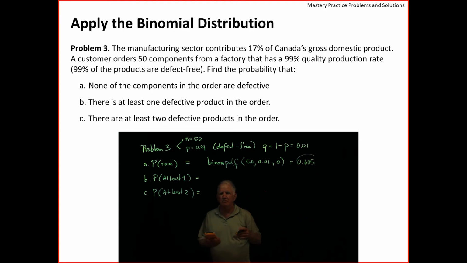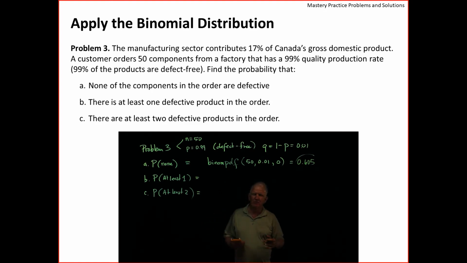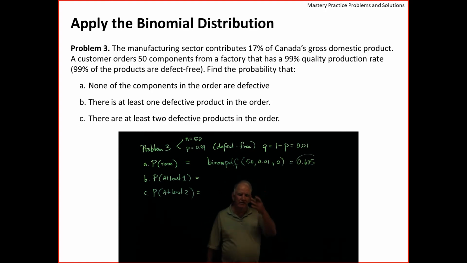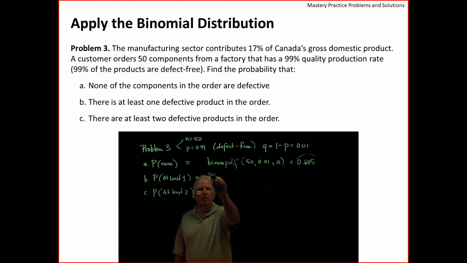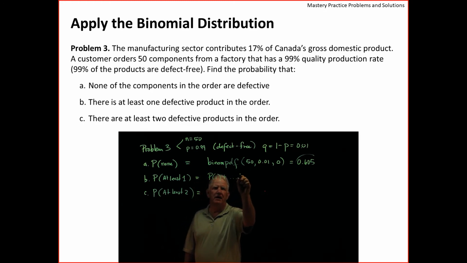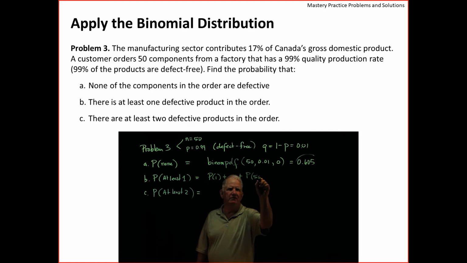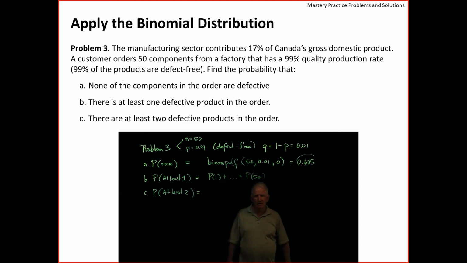Second question is, I check 50 of these, what's the probability that I get at least 1 defect? So let's think about that. What's at least 1 mean? Well, if I check 50 and I find 1, that's at least 1. If I check 50 and I find 2, that's at least 1. Check 50, find 3, that's at least 1. So P of at least 1 is P1 plus ... plus P50, okay? So I don't want to calculate all of those using binomial PDF. Instead, I would use binomial CDF.